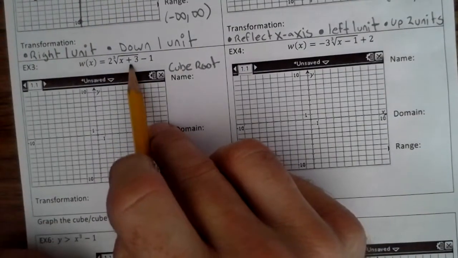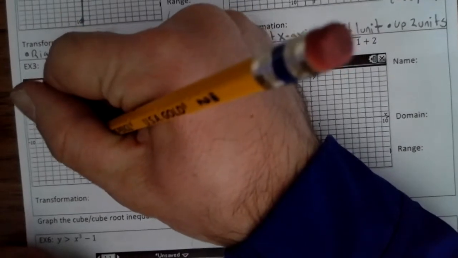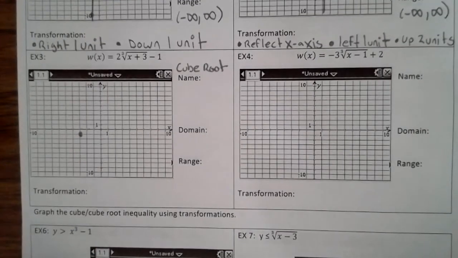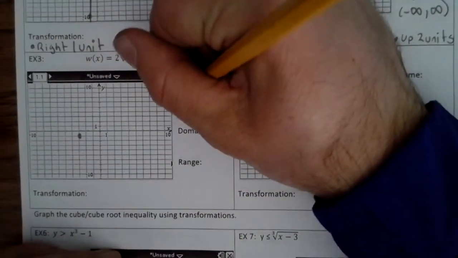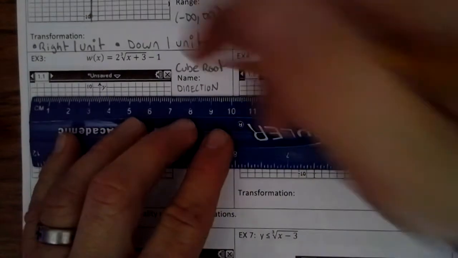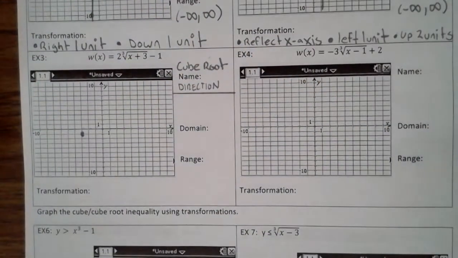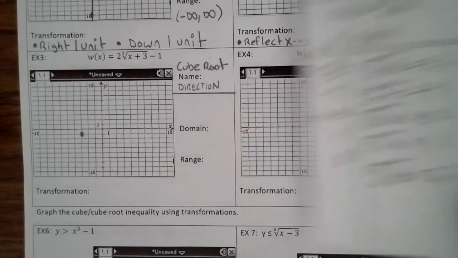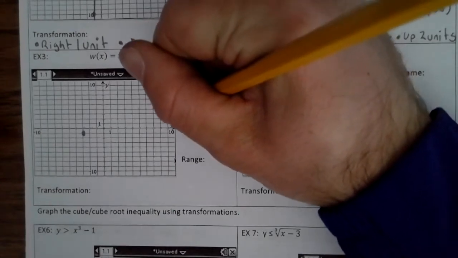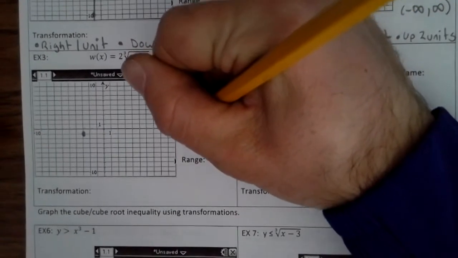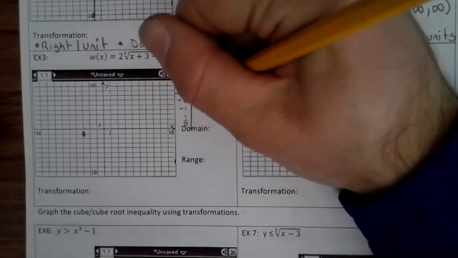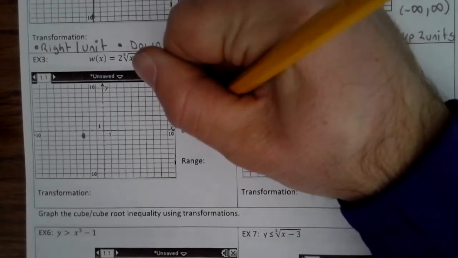We need to move the vertex. So the +3 means left 3 and then down 1. All right, now we move the vertex. We need to graph by direction. Remember, using these values right here for our direction. So -8. Don't need to worry about the vertex. So -8, -2, -1, 1, 2.